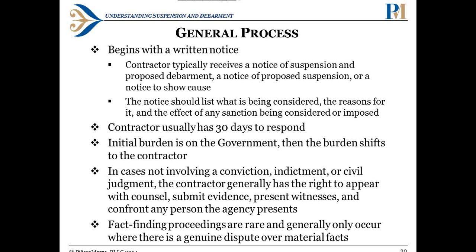The initial burden in these types of proceedings is usually on the government, and once the government makes out that initial case, the burden shifts to the contractor. You see more procedures in place where there isn't a conviction, indictment, or civil judgment. Generally, if there isn't, the contractor has the right to appear with its counsel, submit evidence, present witnesses, or confront any person the agency is presenting. There are also, in rare cases, fact-finding procedures where the agency will make determinations of fact. Those are not common, but they're definitely increasing more recently.